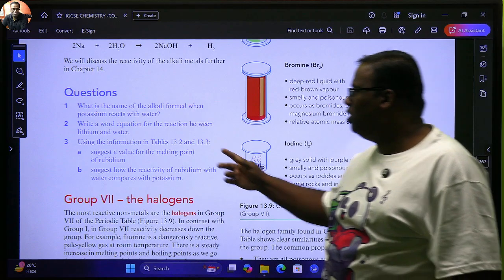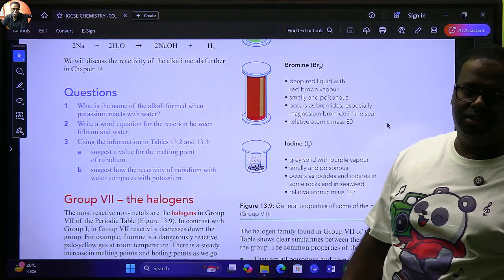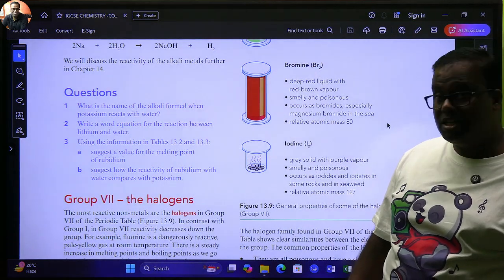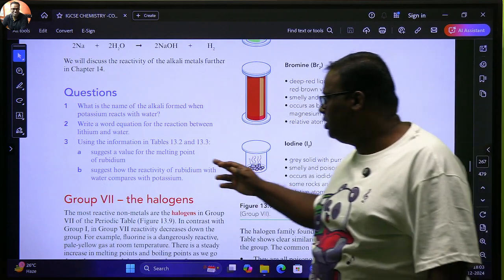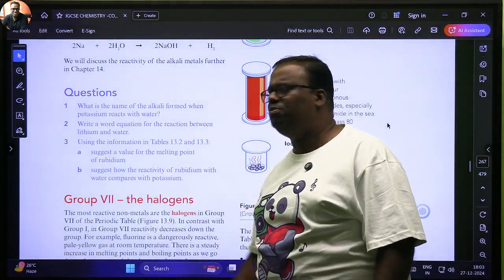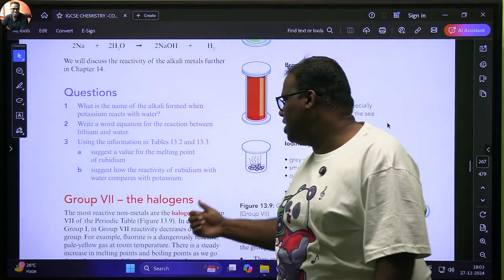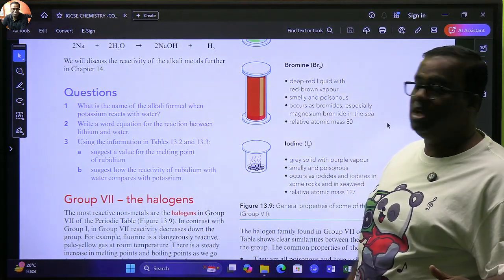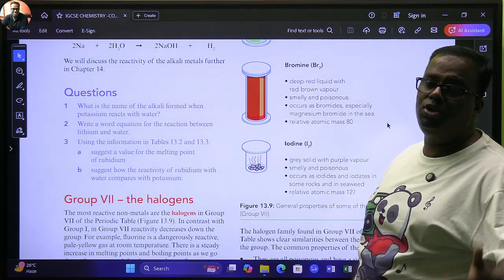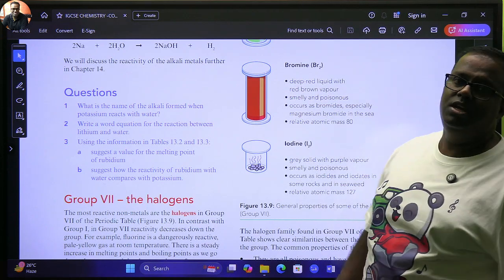Write a word equation for the reaction between lithium and water. Plus hydrogen gas. Very good. Using the information in table 13.2 and 13.3, suggest a value for the melting point of rubidium. Well, we know, melting point they have asked you. Okay. Suggest how the reactivity of rubidium compares with potassium. Rubidium's reactivity with water will be much more reactive. This reaction will be vigorous, more vigorous as compared to the reaction with halogen.